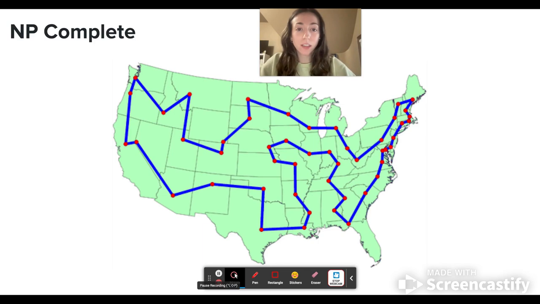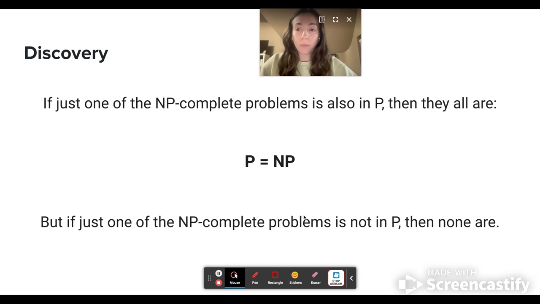However, if we could find a solution to just one of these problems, we would have the solution to all NP problems. And this is essentially what Cook discovered. So if just one of the NP-complete problems is also P, or could be solved in polynomial time, then they all are. Then we could say that P equals NP.